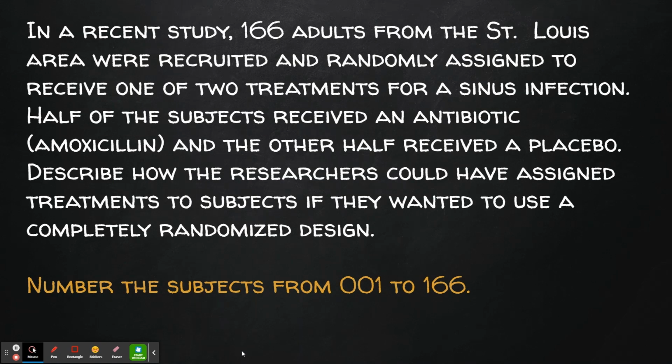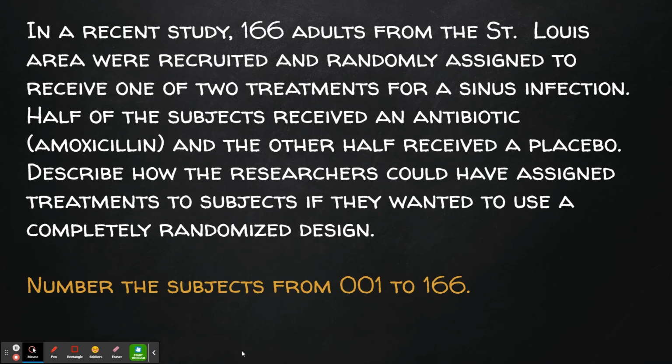In a recent study, 166 adults from the St. Louis area were recruited and randomly assigned to receive one of 2 treatments for a sinus infection. Half of the subjects received an antibiotic, amoxicillin, and the other half received a placebo. Describe how the researchers could have assigned treatment to subjects if they wanted to use a completely randomized design.